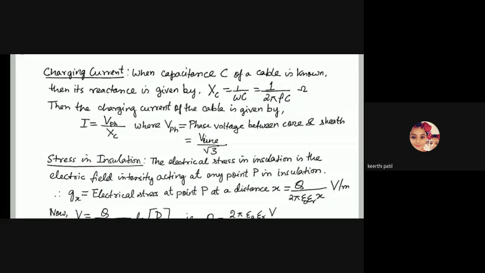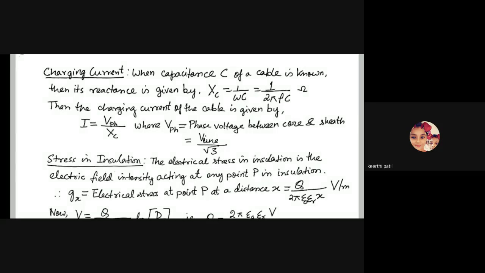Why? Because the capacitor stores a certain amount of charge. Now, whenever it is storing charge, it has a charging current within it. So this is the charging current which you will observe both in underground cables and in overhead transmission lines, that we will go on to later for the transmission lines.